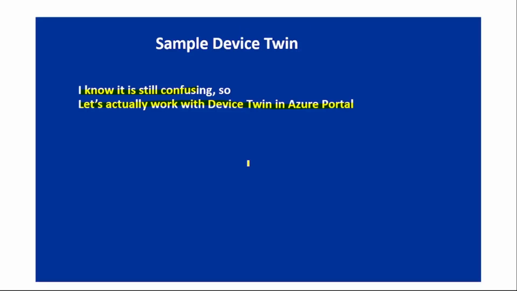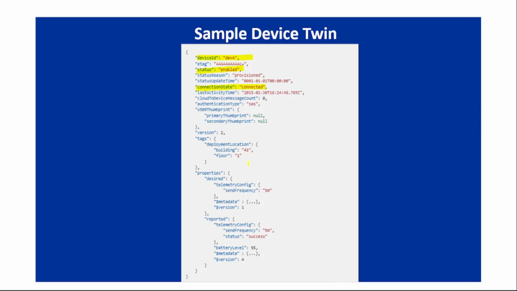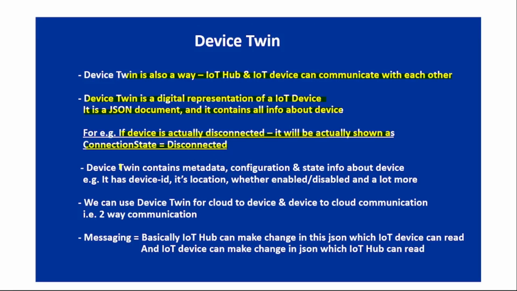So guys, we are back in our PPT. Device twin contains metadata, configuration and state information about the device. For example, it has device ID, location, whether the device is enabled or disabled, which we just saw. We can use device twin for cloud to device and device to cloud communication, that is, for two-way communication, and we will see it practically in our upcoming videos.